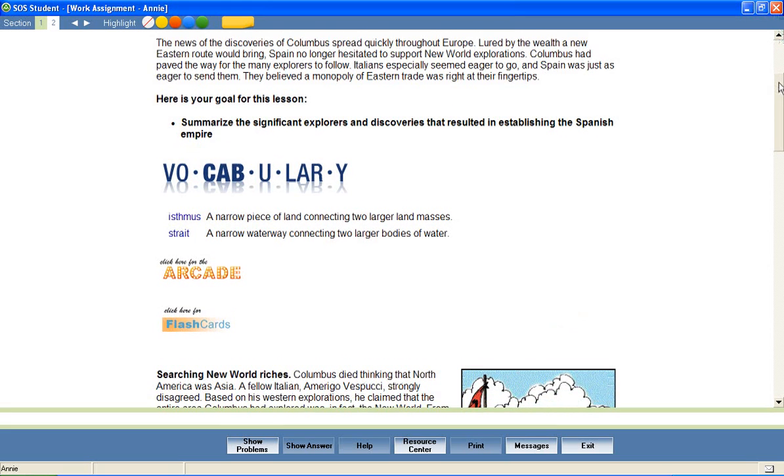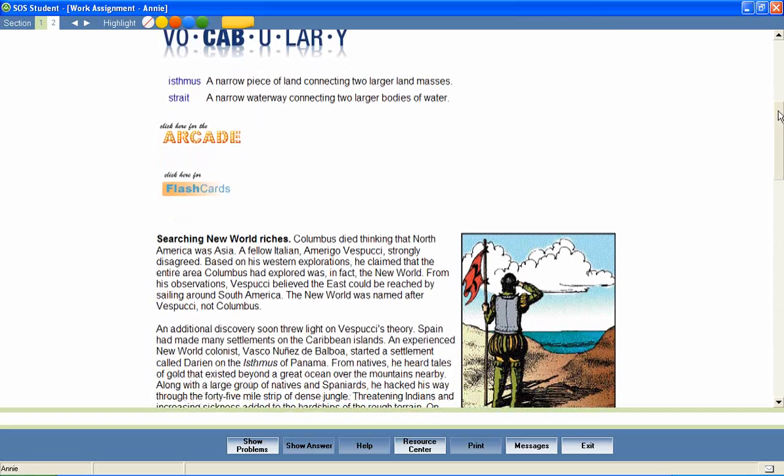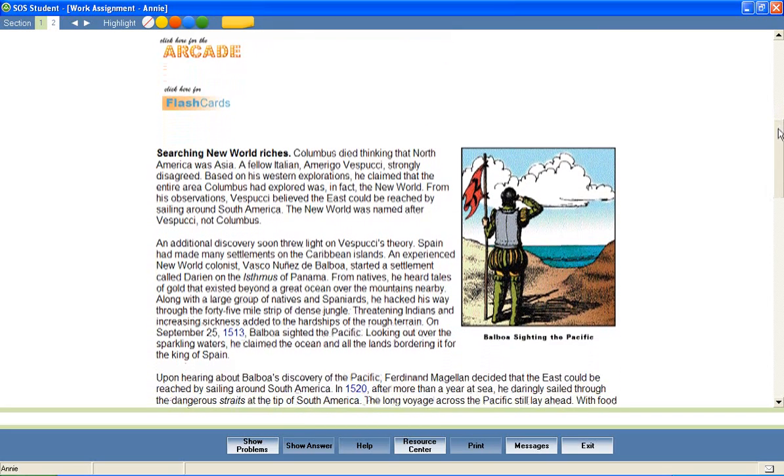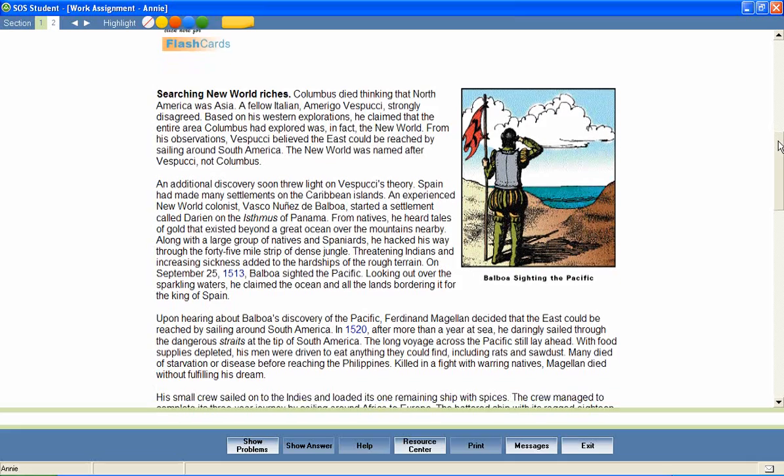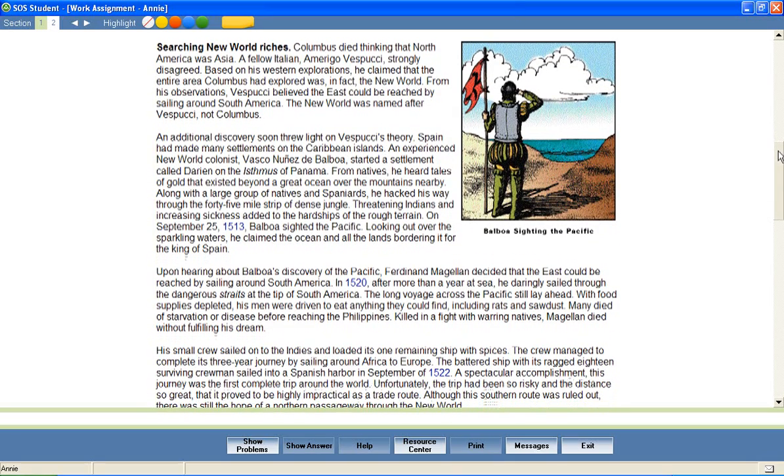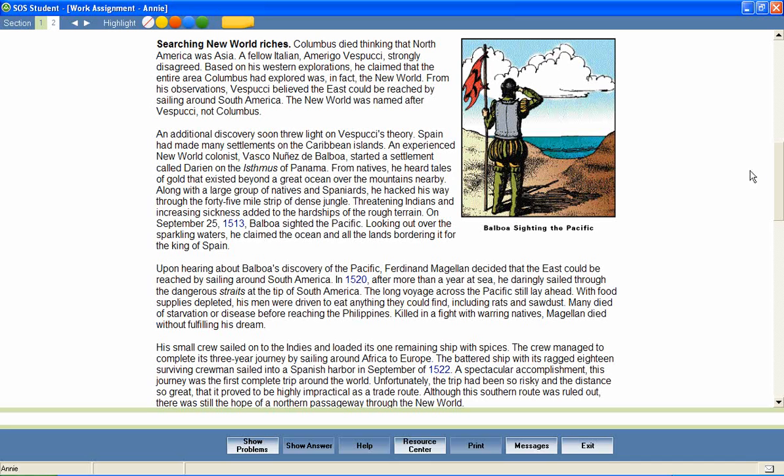After this introductory material, your students then move independently through the lesson, reading the text-based instruction and utilizing the multimedia features that have been provided.